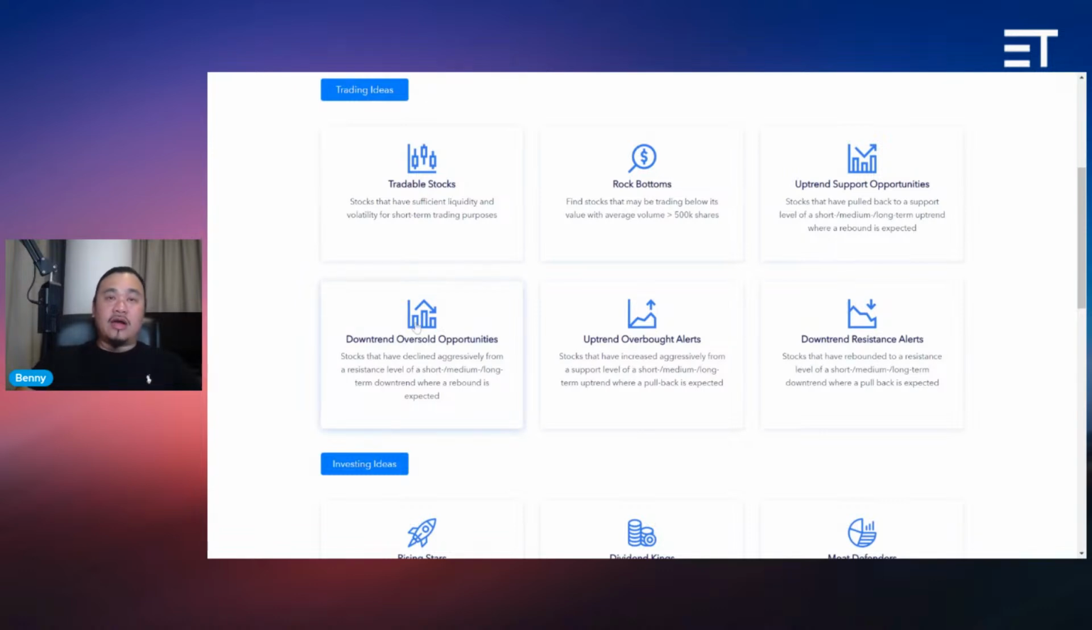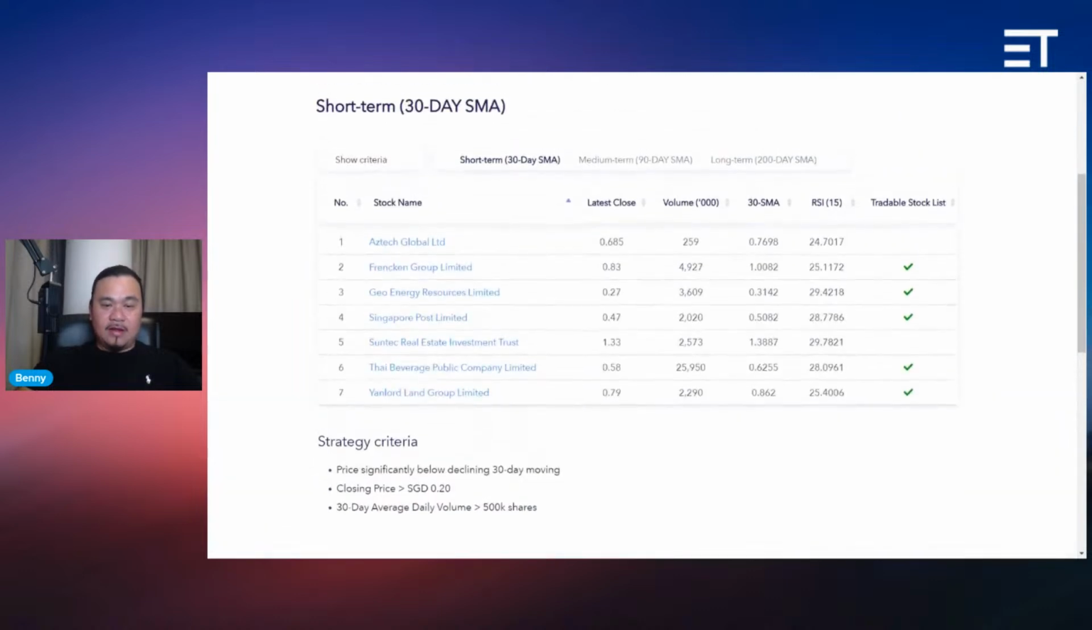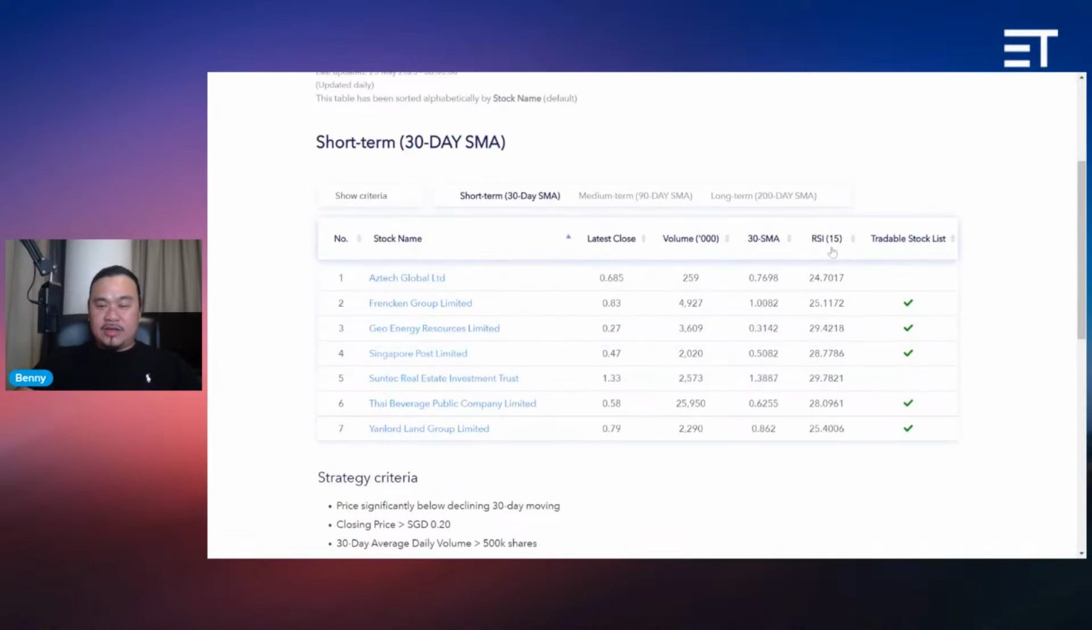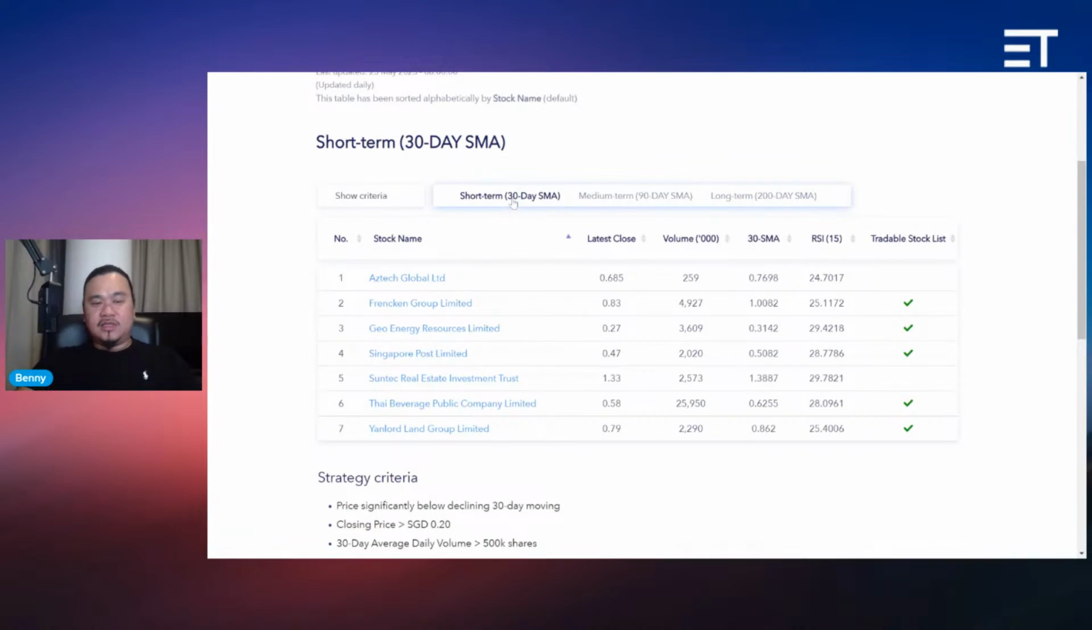Okay, so we normally use RSI as an oversold and overbought indicator. These are companies that basically RSI went below 30. All right. So like I see here, RSI 15 here, they're all below 30. So again, short term, medium term, and also long term. So we see most of them are short term movements. Aztec, for example.